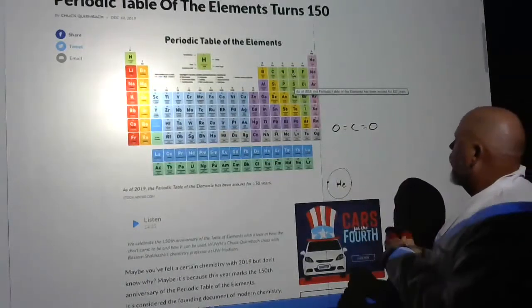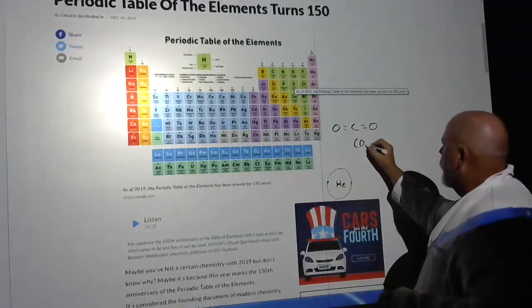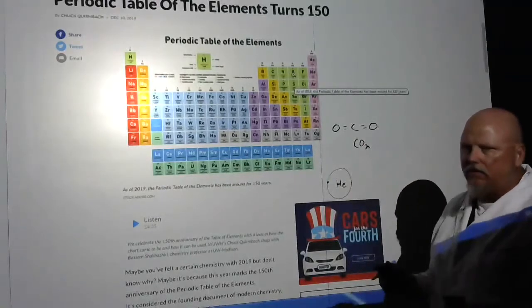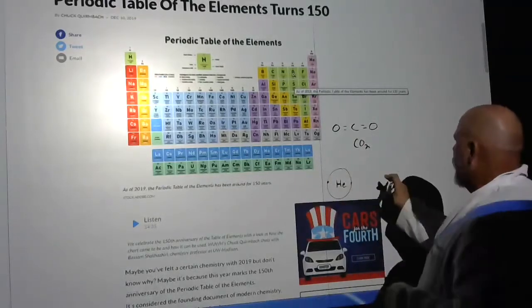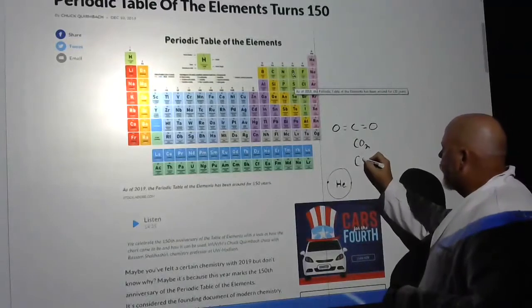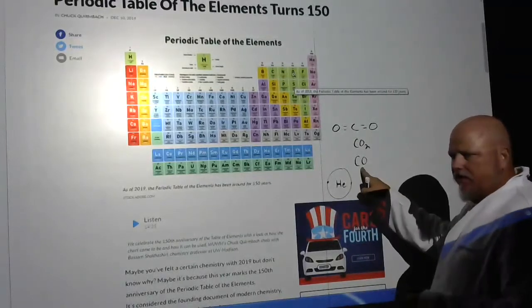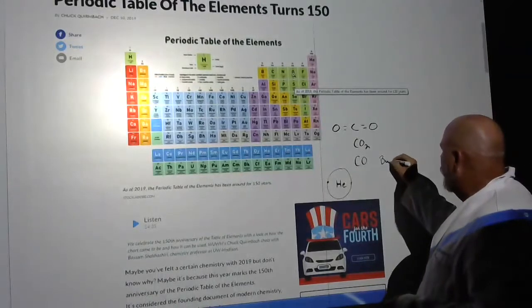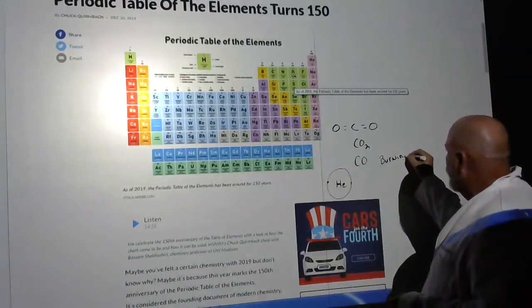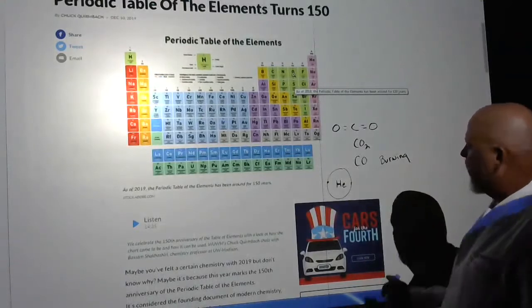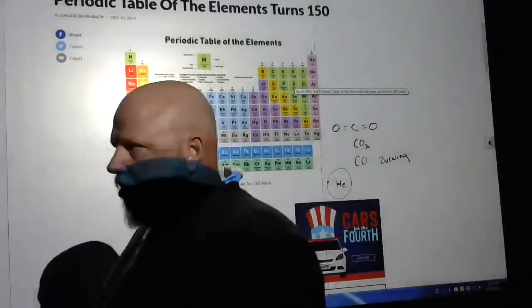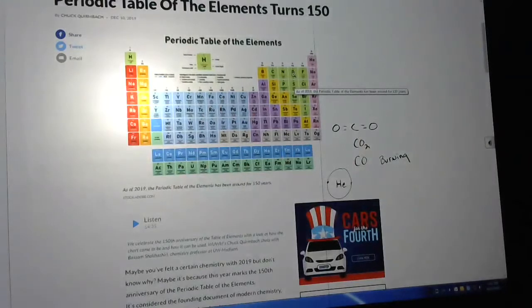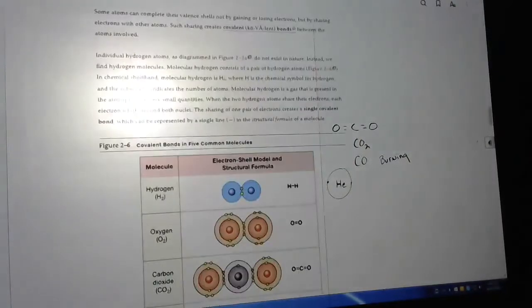So CO2, which is a byproduct of what? Respiration, right? And what is this? Where do you find that? That's carbon monoxide. This is from burning. Anything that burns gives us carbon monoxide, like our cars, campfires, whatever. Okay. All right, let's go back over here.